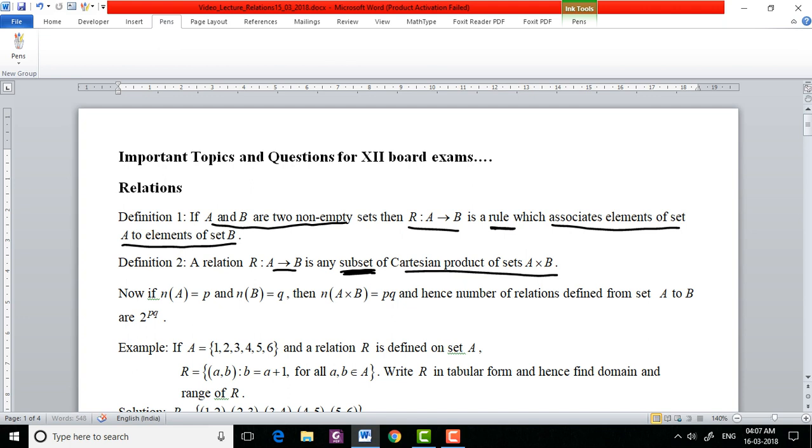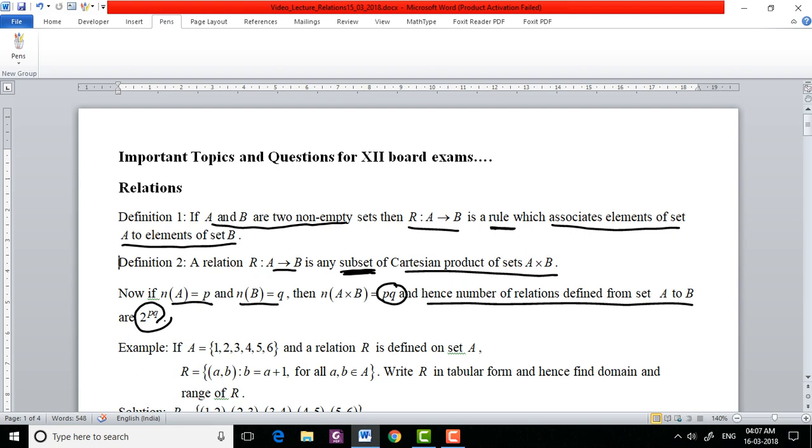Now if set A has P elements and set B has Q elements, the number of elements in set A cross B is going to be P into Q, that is PQ. And since a relation is any subset of A cross B, we know that for a set containing PQ elements, the total number of subsets of A cross B is 2 raised to power PQ, and hence the total number of relations from set A to B is 2 raised to power PQ.